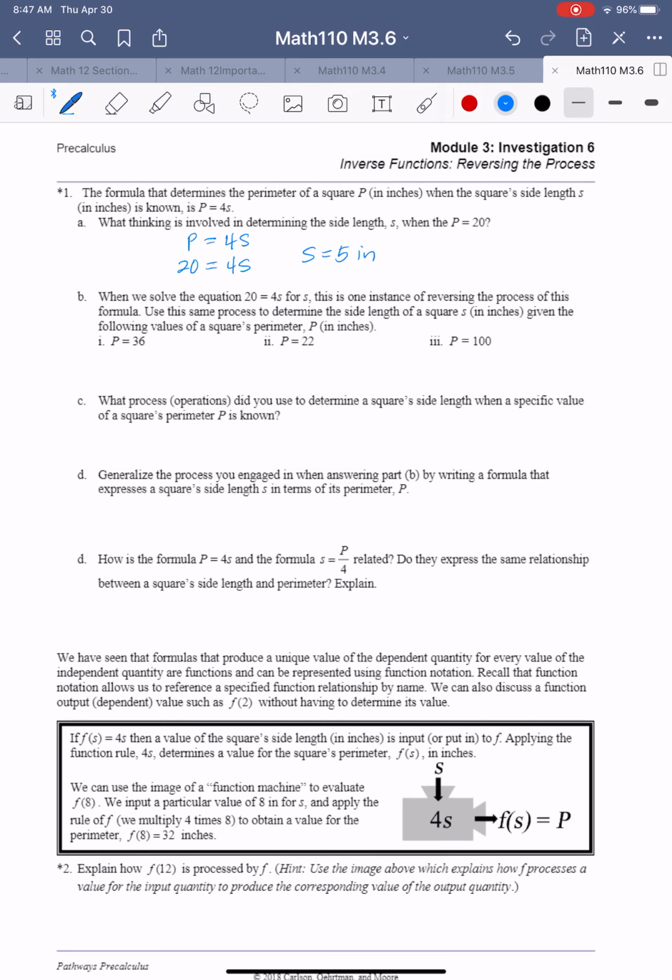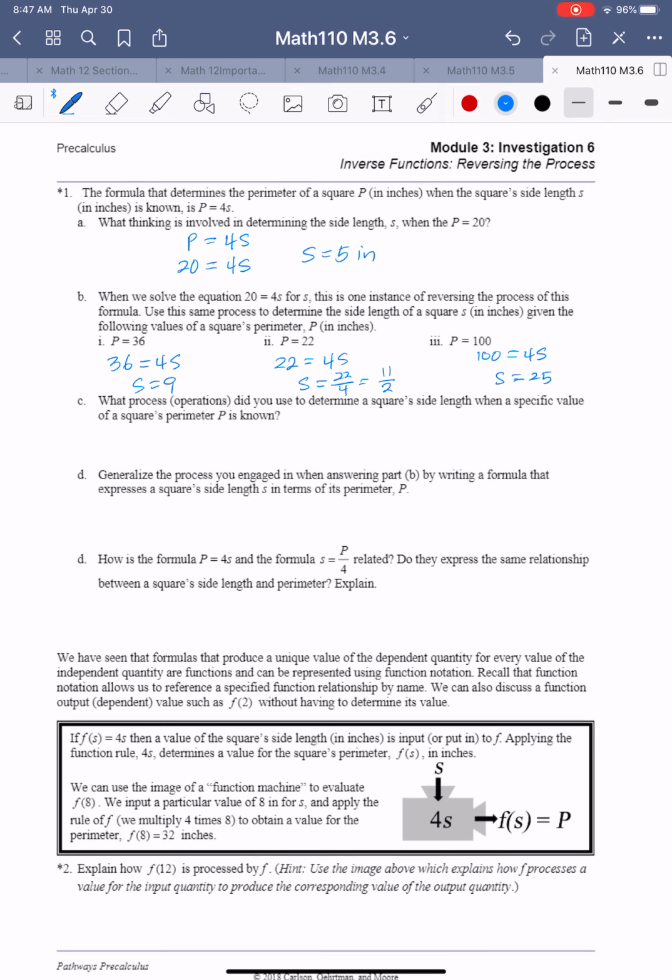So P is now 36. So S must be 9. And 22 is the perimeter, equal to 4S, so S equals 22 over 4, which is 11 over 2, which is 5.5. 100 equals 4S, divide by 4, so S equals 25.